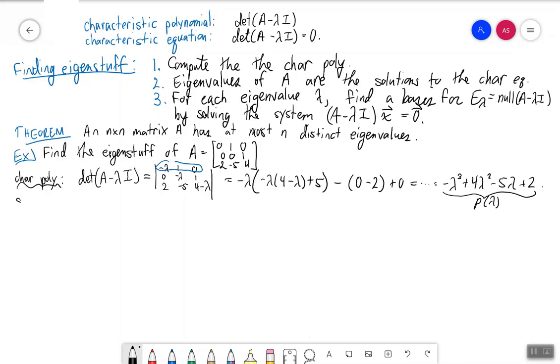Our next step now is to solve the polynomial, so we need to find all the eigenvalues. Here I'm going to use something called the rational root test, which should be in your book.